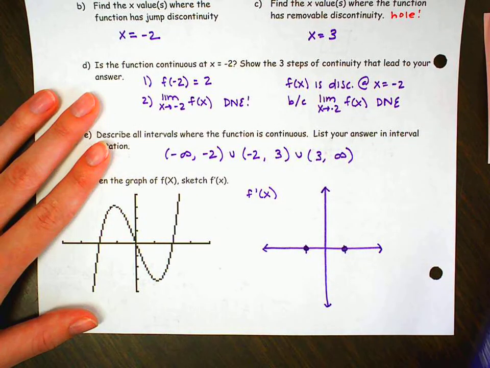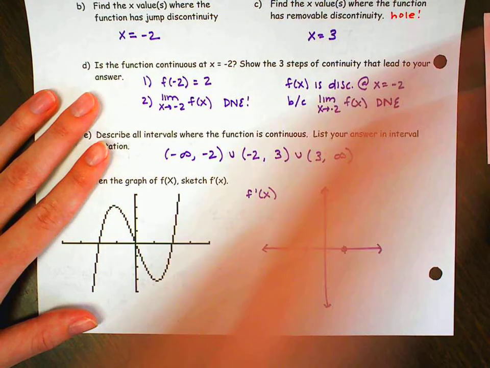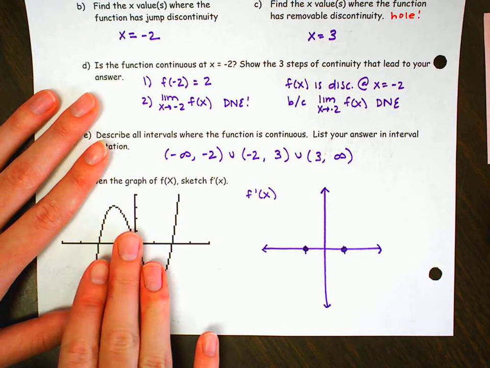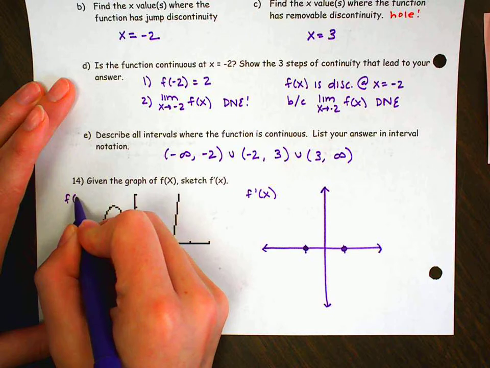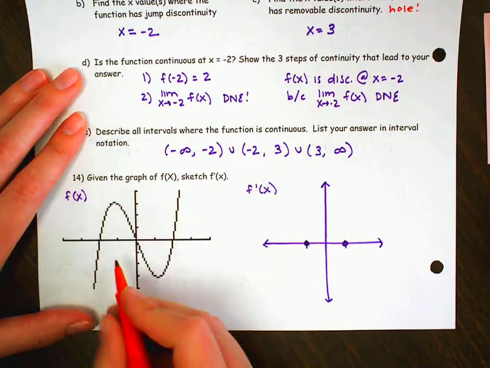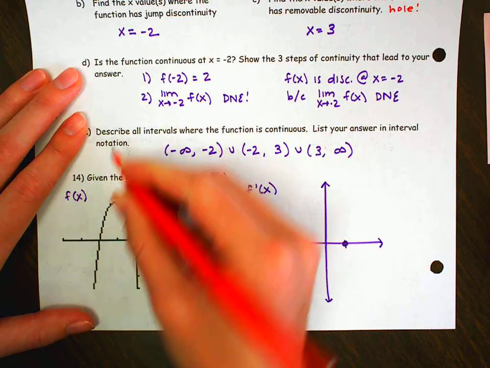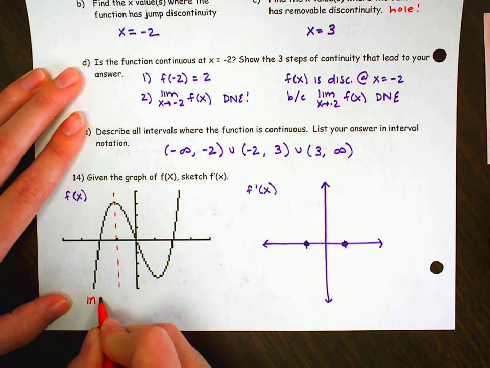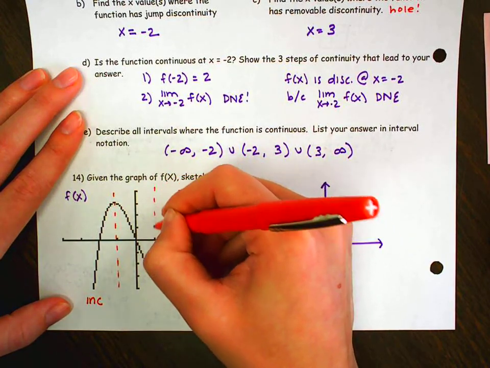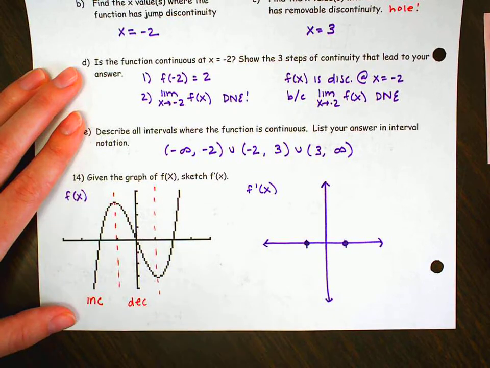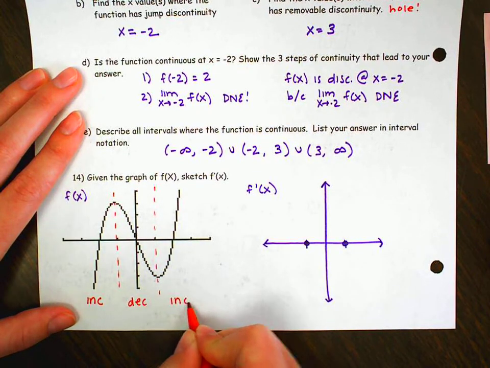Now, what we were doing in class is saying one of the best ways to think about this is figuring out where the function is increasing and decreasing. That will tell me whether my slope is positive or negative. So I'm going to do that really fast. All the way up until here, my function is increasing. Until here, my function is decreasing. And then again after this, my function is increasing.